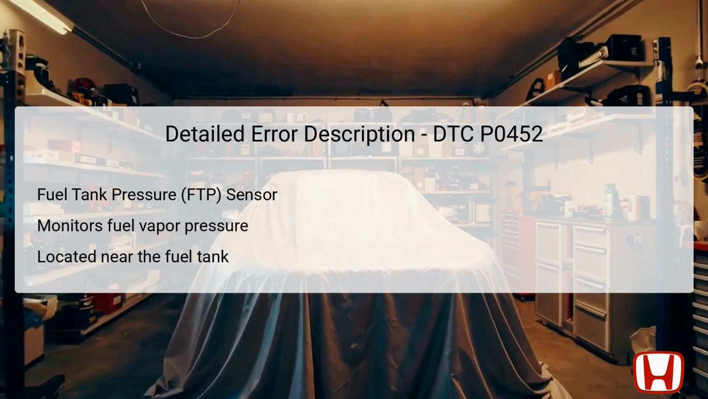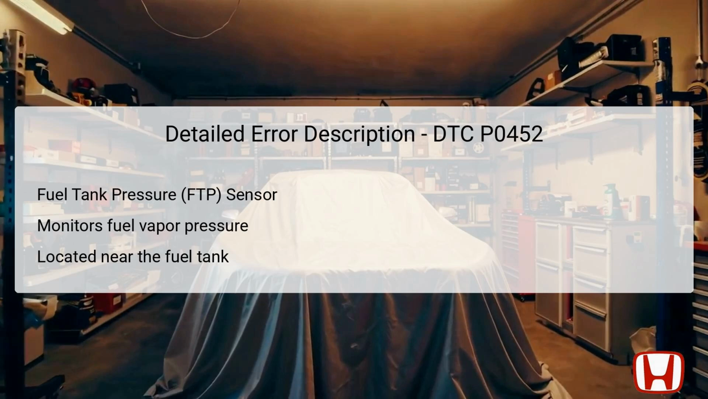replacements. The fuel tank pressure sensor, FTP sensor, is essential in managing the vehicle's fuel emissions. Its primary role is to detect the vapor pressure inside the fuel tank, helping the vehicle's engine control unit, ECU, optimize fuel efficiency and reduce emissions.